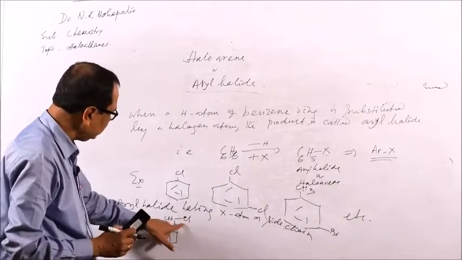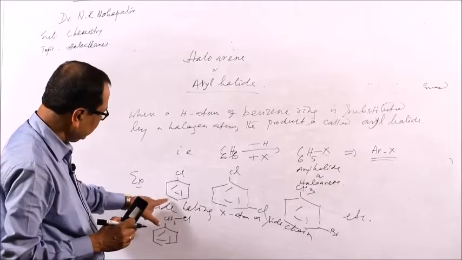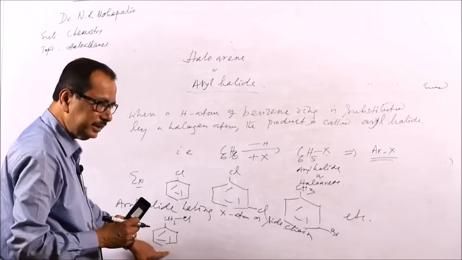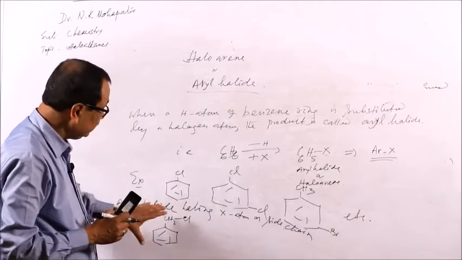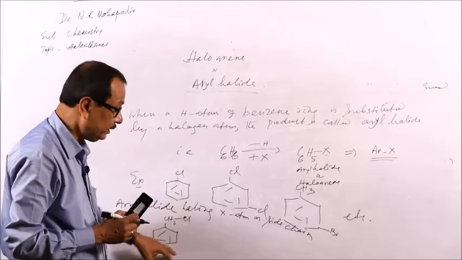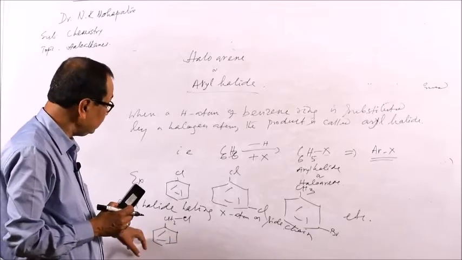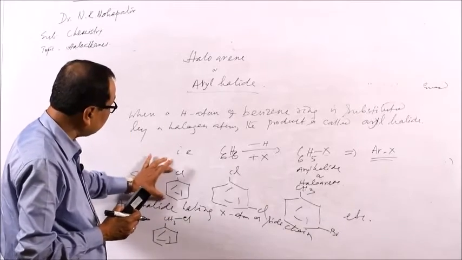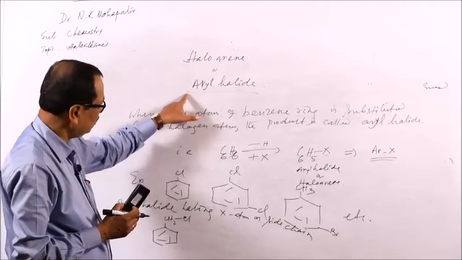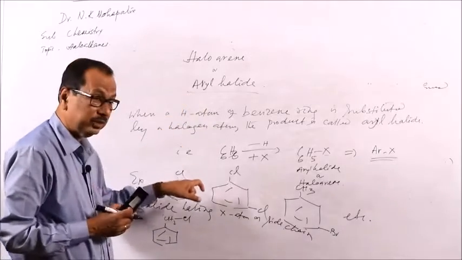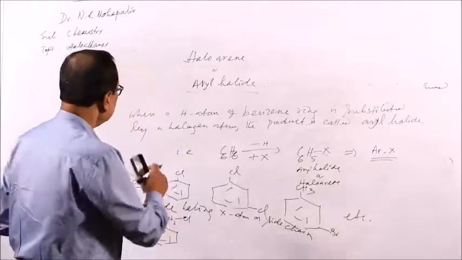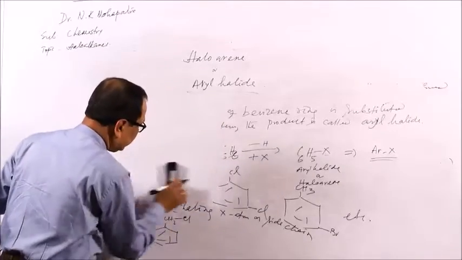Here the halogen atom is present on the benzene ring directly, but here the halogen atom is present in the side chain. Although a benzene ring is there, strictly speaking these are not regarded as aryl halides. They are similar to alkyl halides. Aryl halide literally means that the halogen atom is directly linked to the benzene ring. Now let us come to the nomenclature of these compounds.